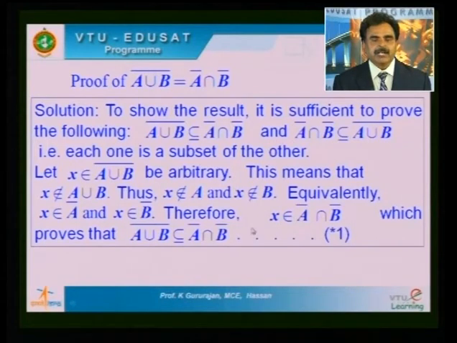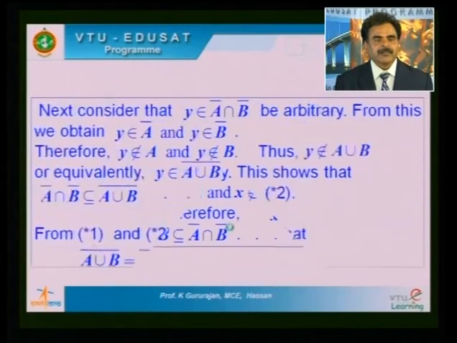Because we have started with an arbitrary element, I conclude that this set A union B whole complement is a subset of A complement intersection B complement. Understood how I got this mathematical proof? Please remember, whenever you want to show one set is a subset of the other, all you need to do is start with an arbitrary element from one side, say X as I have considered here, and then prove that X also belongs to the right hand side, as I have done here.